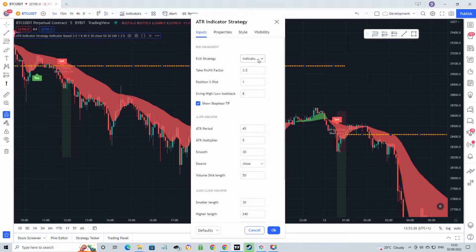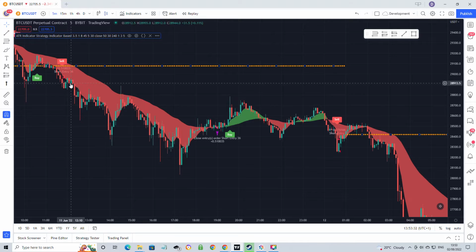Or the other exit strategy, which is the one I've got selected at the moment, is indicator based. And what that means is it'll keep the position open until there's a change in the J lines cloud color, which was down here. So we entered up here on this candle. We stayed in the short position until there's a change in color of the J lines cloud, which is down here. So that was quite a big successful trade.